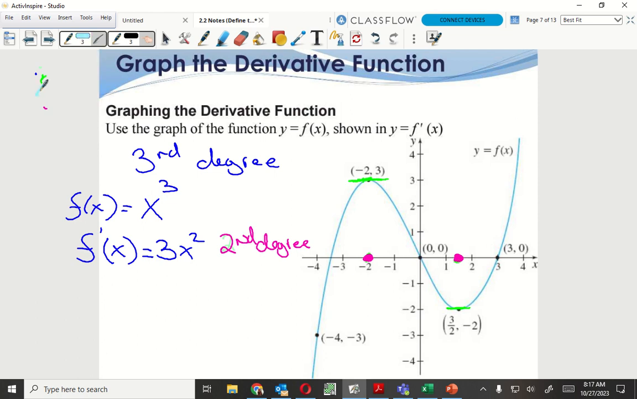Do this color. Yeah, that's pretty close. Actually, too close. There we go. All right.